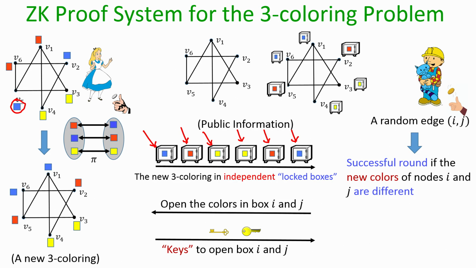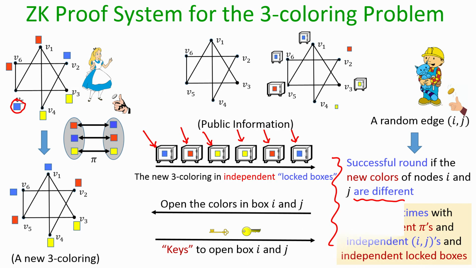Now, Bob will take the keys for the ith box and the jth box and open those boxes. They hold the new colors with respect to the new 3 coloring for the graph, and Bob will consider it a successful round if he finds that the new colors of node i and node j are different, which should ideally be the case. If this is not the case, then the round is unsuccessful and Bob stops the protocol right there. So, this is how one round of this zero knowledge proof system works.